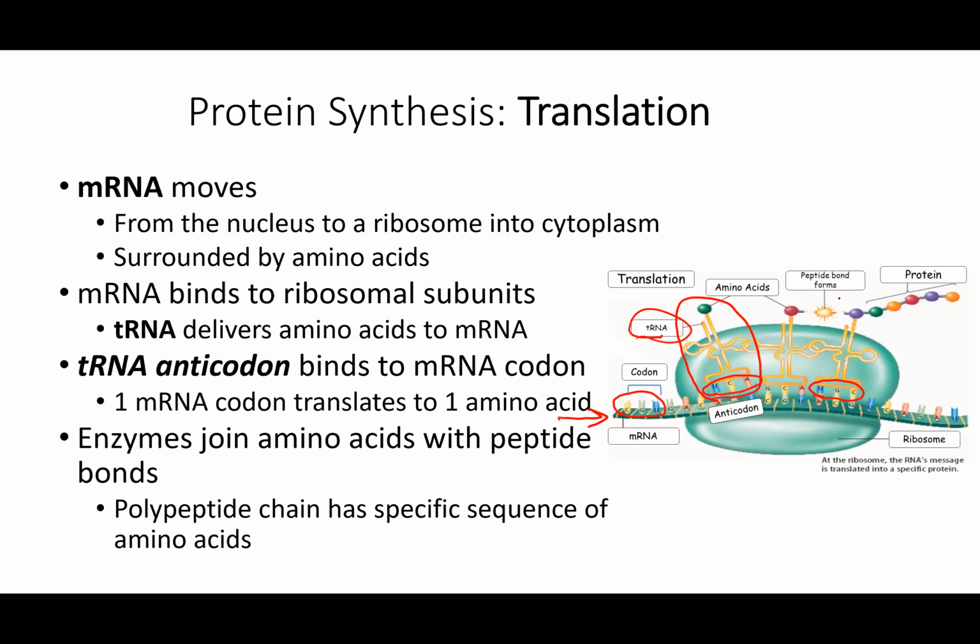The polypeptide chain has a very specific sequence of amino acids, just like the mRNA had a very specific sequence of nucleotides. If that sequence of amino acids is off, even by one amino acid, that can change the entire function of that protein. When you reach the stop codon, these components separate and you have formed your primary protein structure.